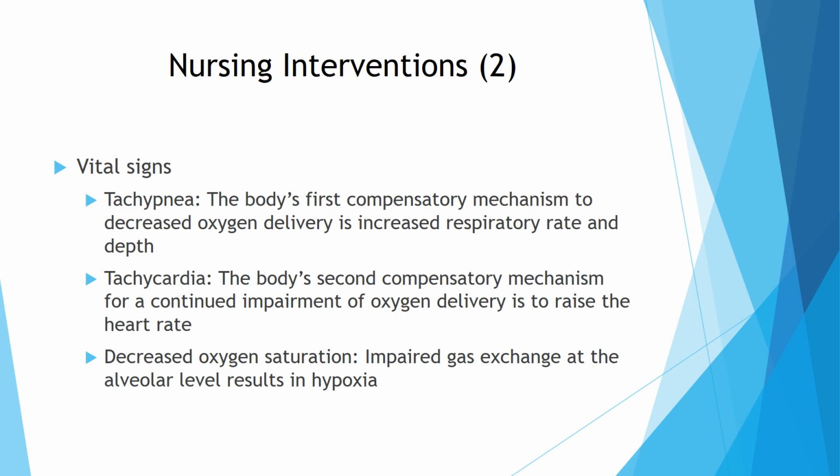And tachycardia is the body's second compensatory mechanism for a continued impairment of oxygen delivery, which is to raise the heart rate, because now breathing faster is not working. So the heart says, well, let me help you out. And if I pump a little quicker, maybe we can get this oxygen in here. So what we will see is decreased oxygen saturation because of impaired gas exchange at the alveolar level. So it doesn't matter that the lungs are working harder, and it doesn't matter that the heart rate is going up. All of this is impaired gas exchange.